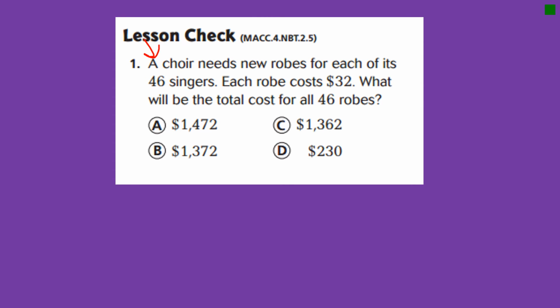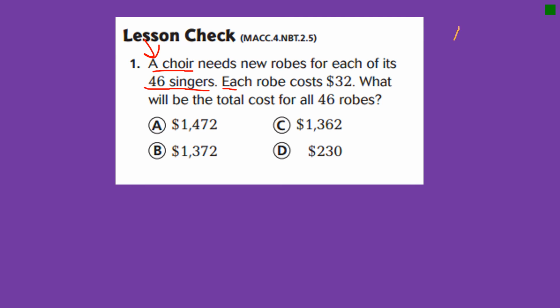A choir needs new robes for each of its 46 singers. A choir is like a chorus. Like if you're in chorus, you're in a choir, okay? So the choir has 46 singers. Each robe costs $32. What will be the total cost for all 46 robes?